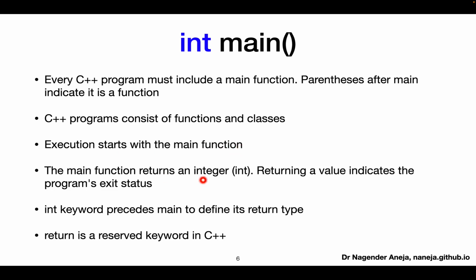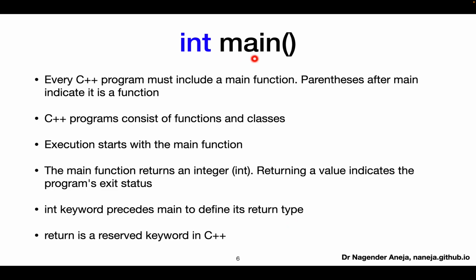The main function returns an integer, and it always returns something, which is written here: it returns an integer. This integer is the exit status. If main successfully completed its task and its instructions, then we say main returns 0; otherwise we indicate to the compiler by returning 1. So the int keyword precedes main to define its return type.